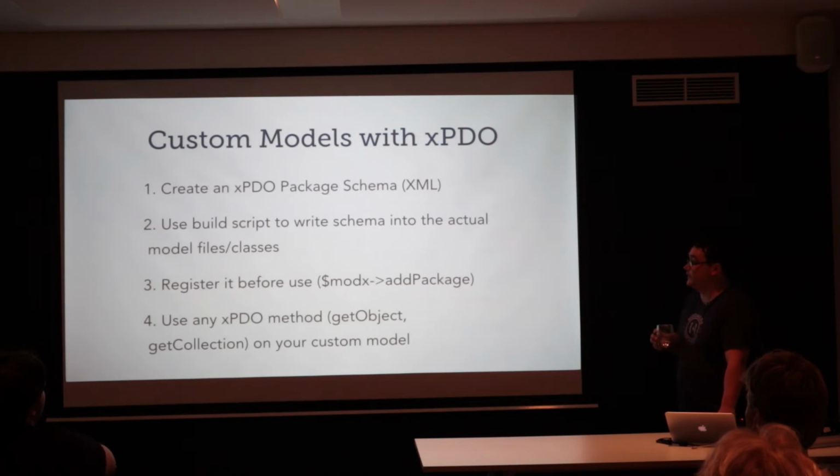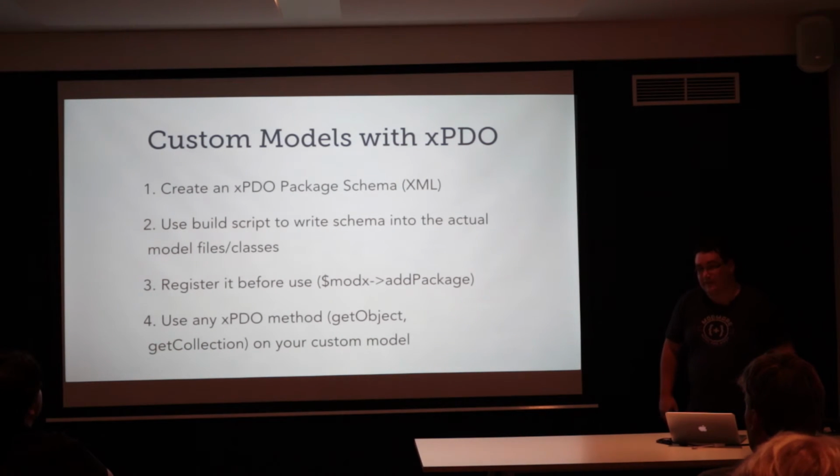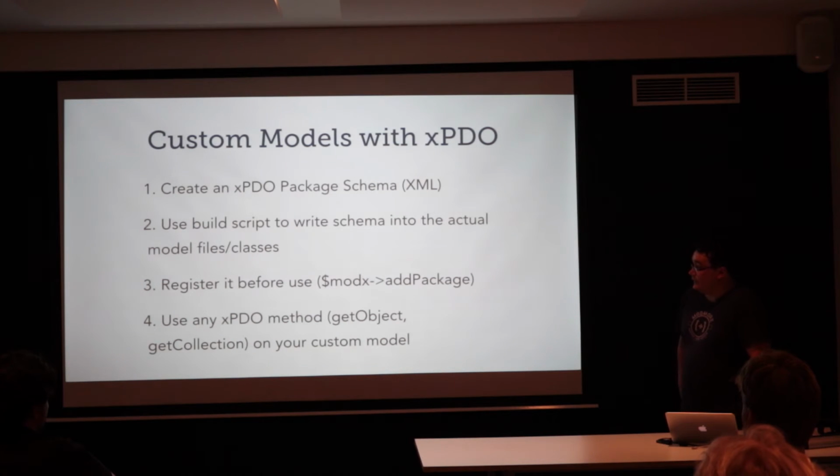So, your custom data in XPDO. These are the steps. You create a package, which is an XML schema by default. You can also skip that step and just have it generated based on an existing database table. I prefer this approach personally. If you do it with the XML approach, you then use a build script to generate the model. And the model is basically a bunch of classes, a bunch of files. You register it before using it, otherwise it doesn't know about it yet.